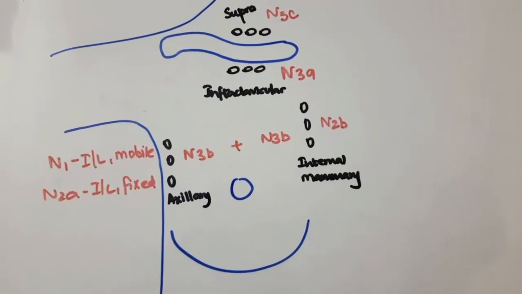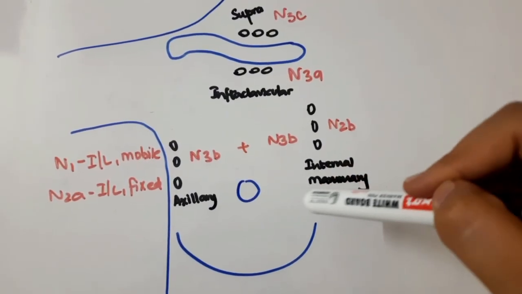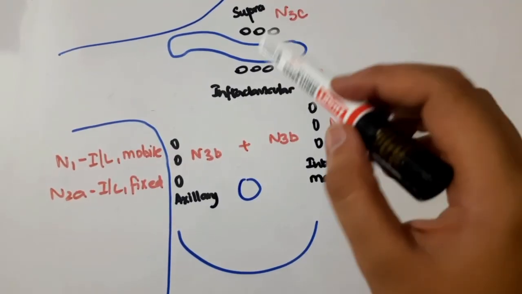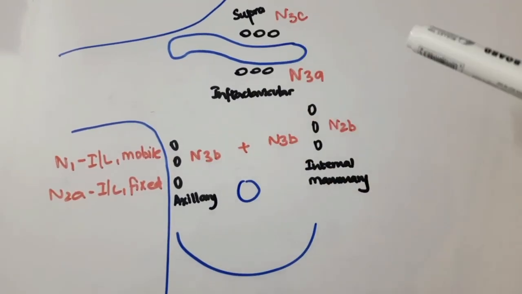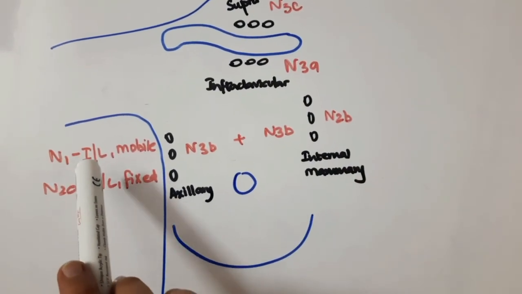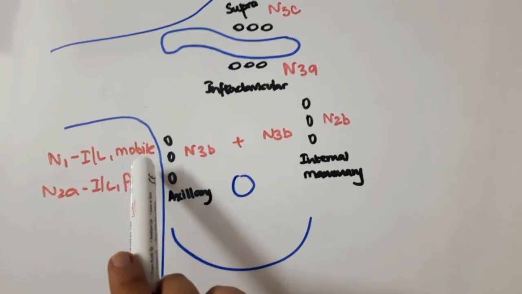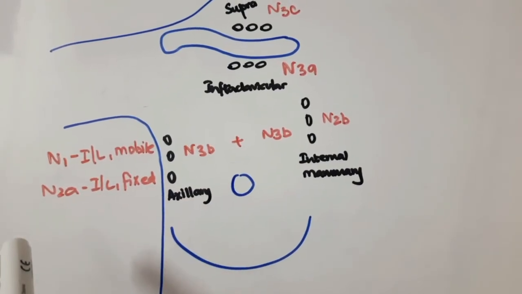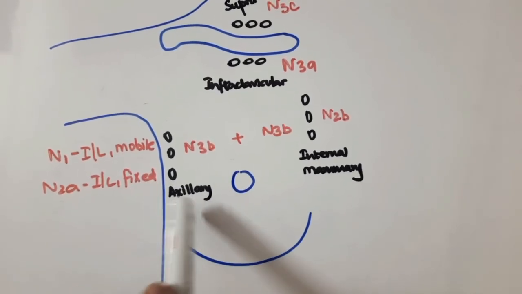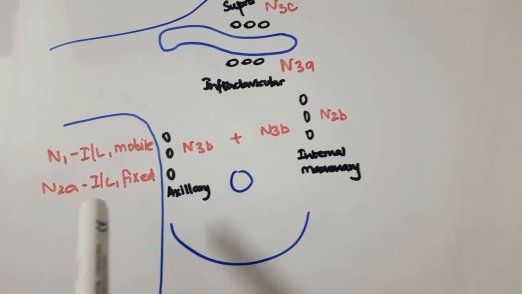Now if we look at the nodal involvement, these are the lymph nodes that are involved in breast cancer. We have the axillary lymph nodes, the internal mammary lymph nodes, infraclavicular and supraclavicular. Now the stage of N1 is going to be ipsilateral axillary lymph nodes, but they are mobile, so they can be moved when you try to palpate them. N2A is going to be ipsilateral fixed axillary lymph nodes, which means when we try to move them, they will not move easily.